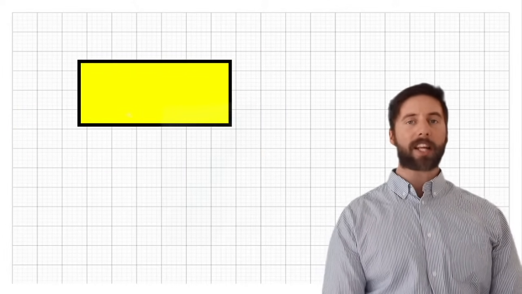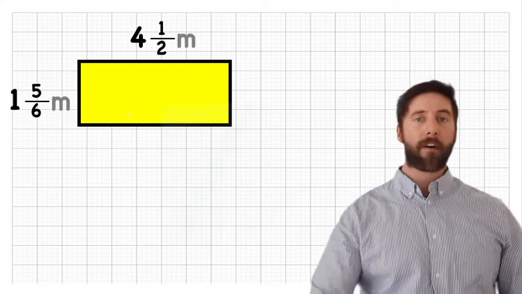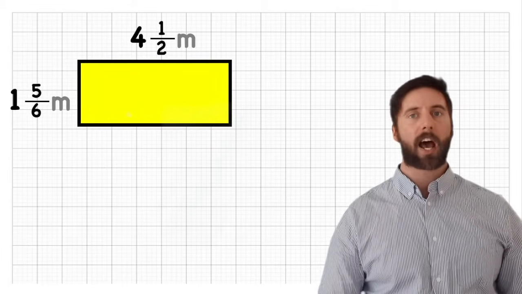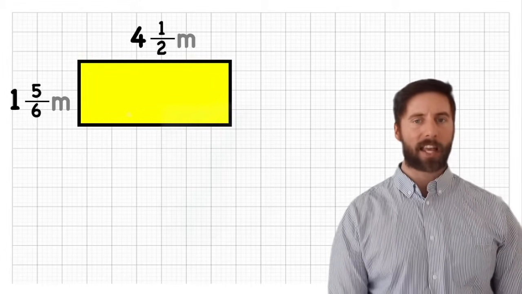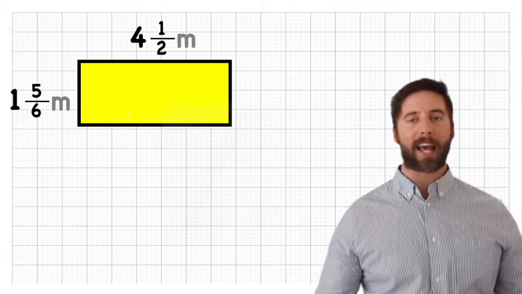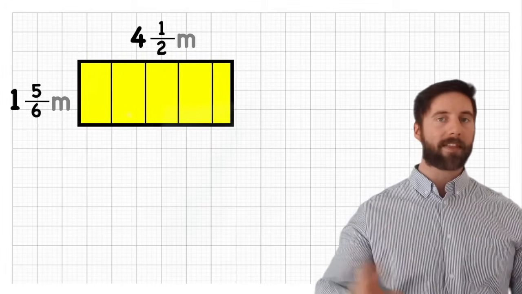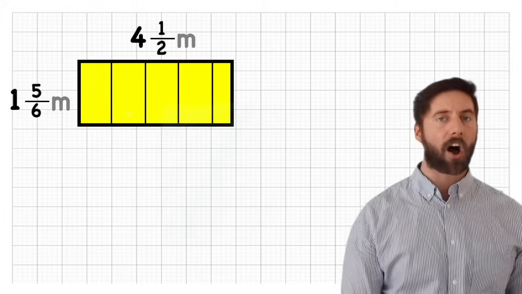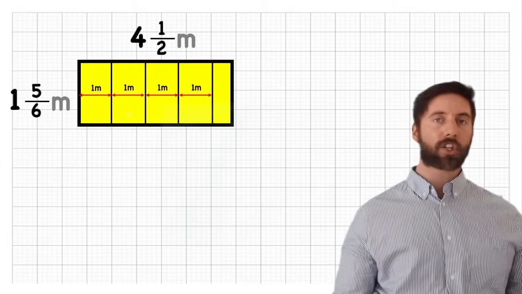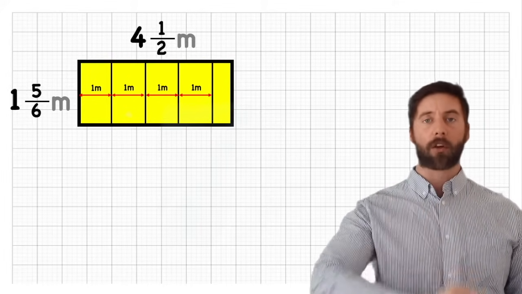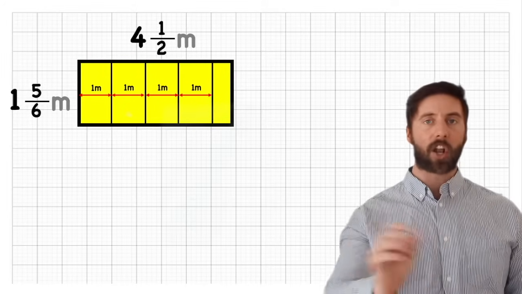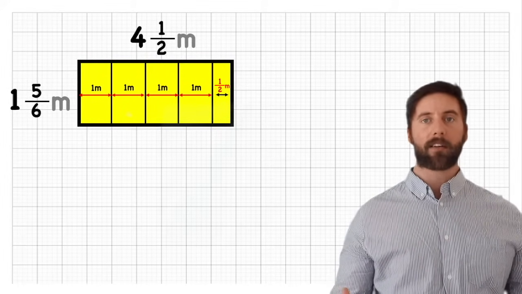Let's have a go at a rectangle with a length of 4.5 meters and a width of 1 meter and 5/6. Okay, well, what does that mean? Let's try and break it down a little bit. Looking at the top length of 4 and a half meters, that means we're going to be cutting our rectangle into 4 equal meter-width columns going across. And then the last column is only going to be half a meter, okay?